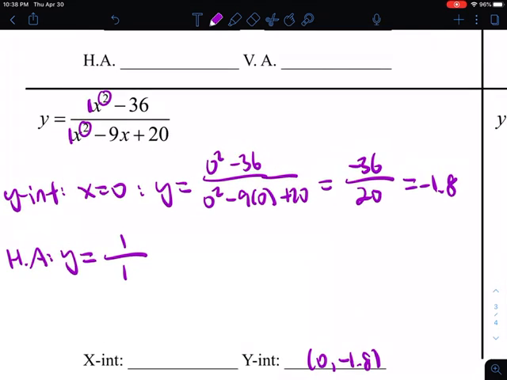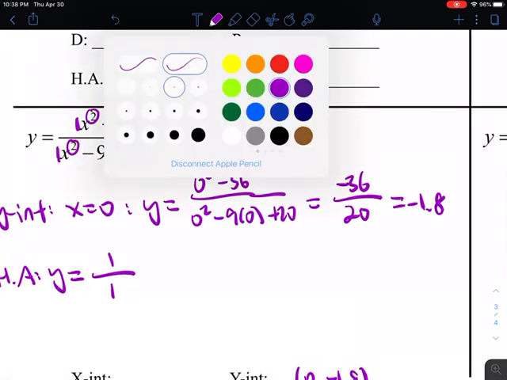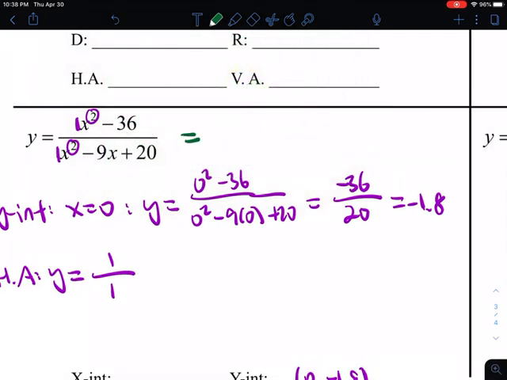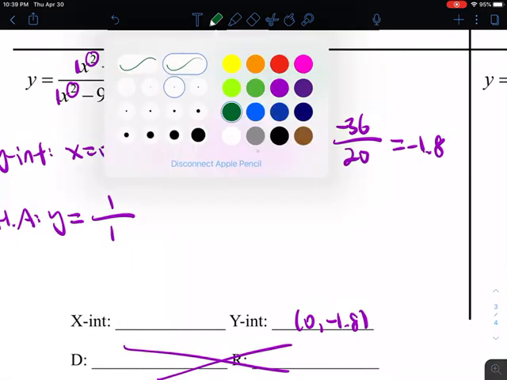So then we need to set the top equal to 0 for the x-intercepts. And I think you'll see what's going to come. We have to first factor it. Okay, so on top, it's going to be x plus 6, x minus 6. On the bottom, it's going to be x minus 4, x minus 5. Right, if we were to set the top equal to 0 or the bottom equal to 0, we have to factor our quadratics first.